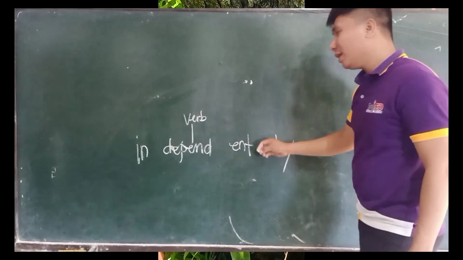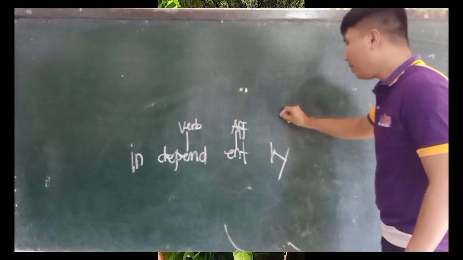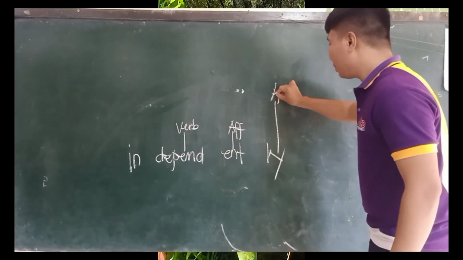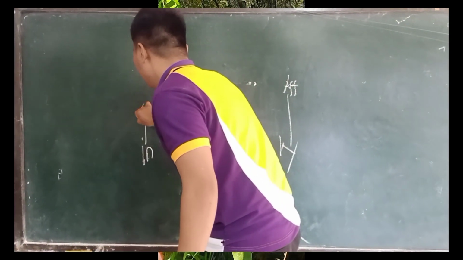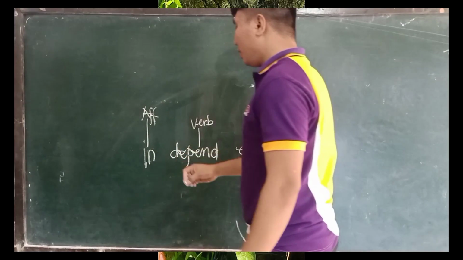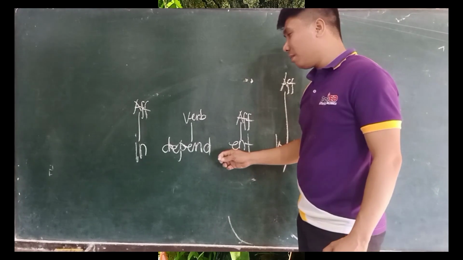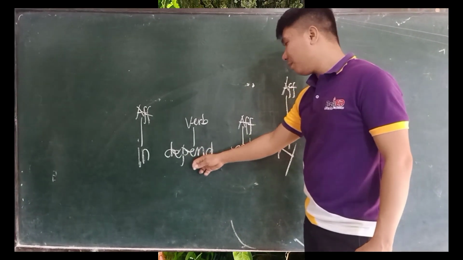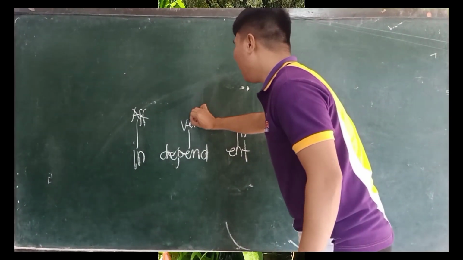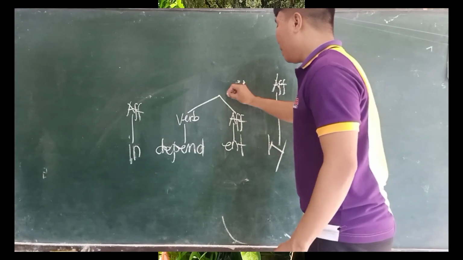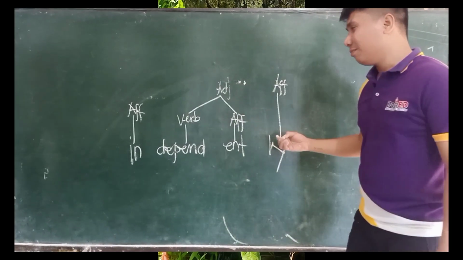And we have here an affix. We have here another affix. This is a suffix. And we have here our prefix, which is another affix. If we connect these two morphemes, these lexical morphemes and this derivational morpheme, it will create a word. And it will become an adjective.